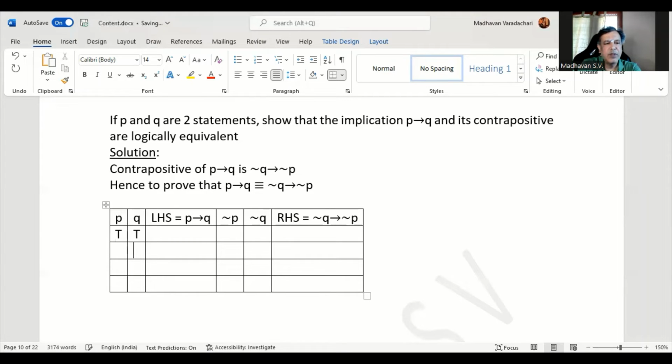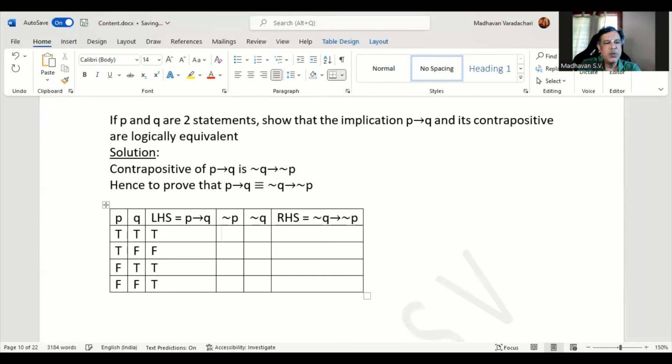Both can be true. First can be true, second can be false. First can be false, second can be true. Both can be false. Now in the left-hand side, we are supposed to do P implies Q. That is false only when the first statement is true and the second statement is false. The rest of the time it is true. So this is true, this is false, true and true.